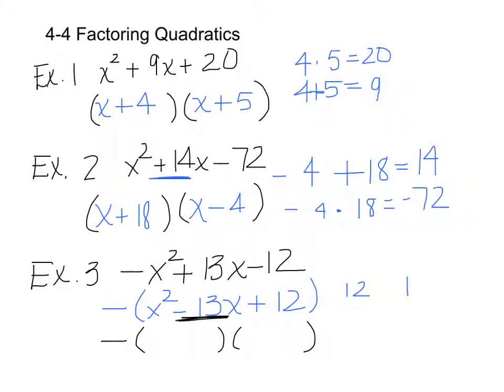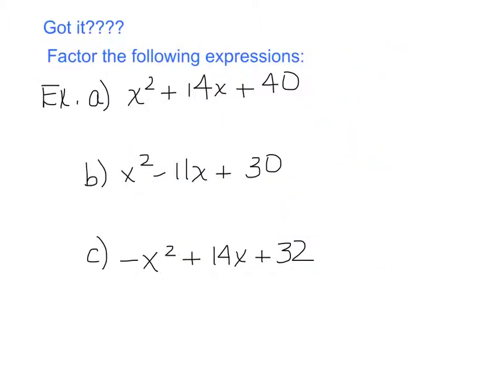But since we need a positive 12, that means both of these have to be negative. So it'll be x minus 12, x minus 1, and the negative has to stay on the outside so that we get back what we started with. All right, I'm going to have you try these 3 guided problems and make sure you remember how to factor. Pause the video and then we'll check our answers.